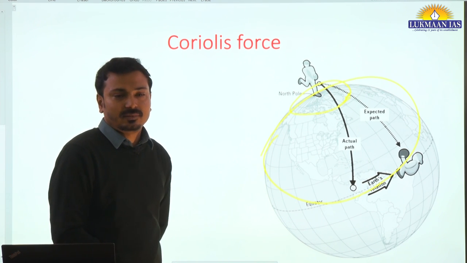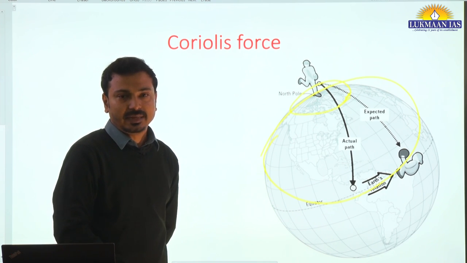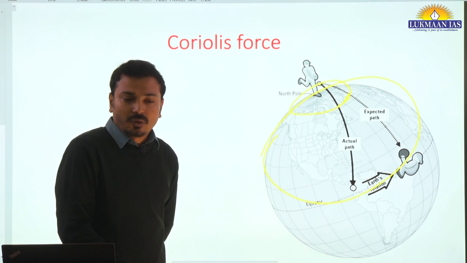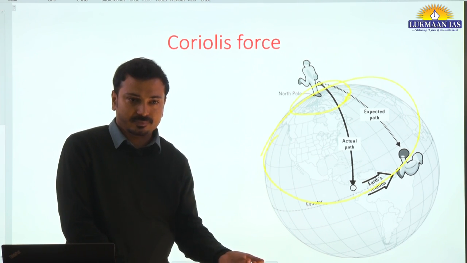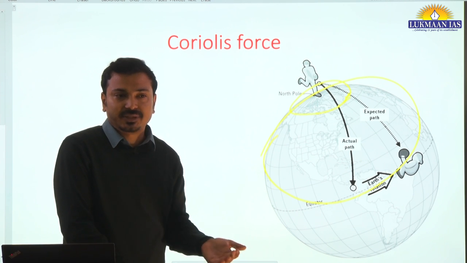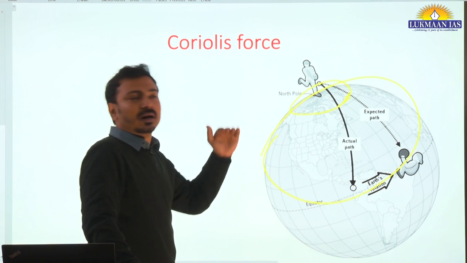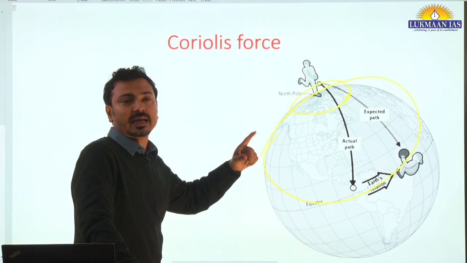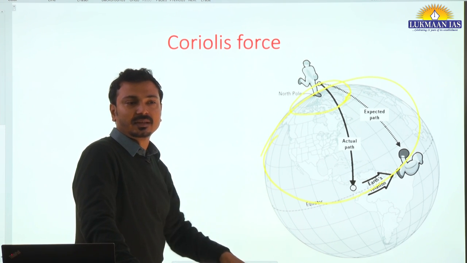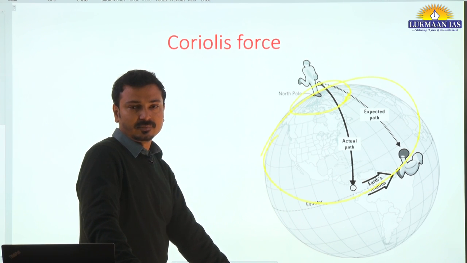See, friction comes into the picture throughout the earth surface, but that is not the reason. Rather, the Coriolis effect is observed more when there is less friction. When the wind is moving above the earth's surface at a distance, it experiences more Coriolis effect as compared to the wind moving near the earth's surface, because the effect of friction will be more visible there.